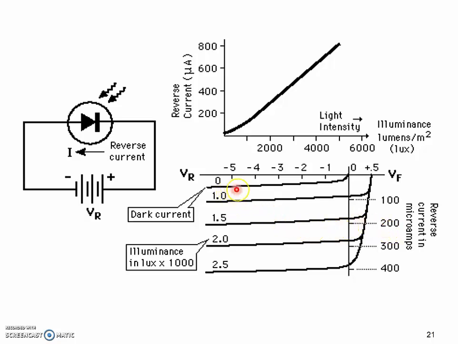Now you see all these lines are almost horizontal. That means the reverse current is independent of the reverse voltage of the diode, or the reverse bias voltage. Because no matter what this voltage is, it's the same amount of reverse current. This reverse current is only affected by the light intensity.